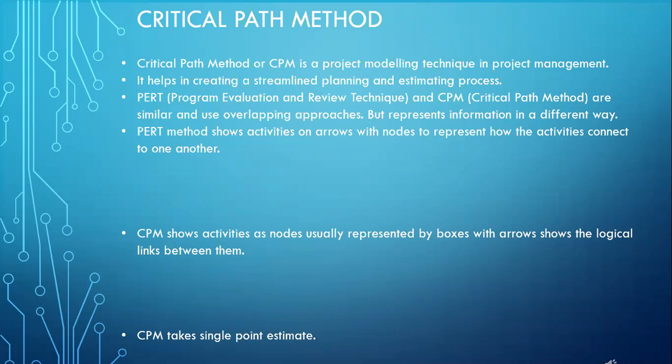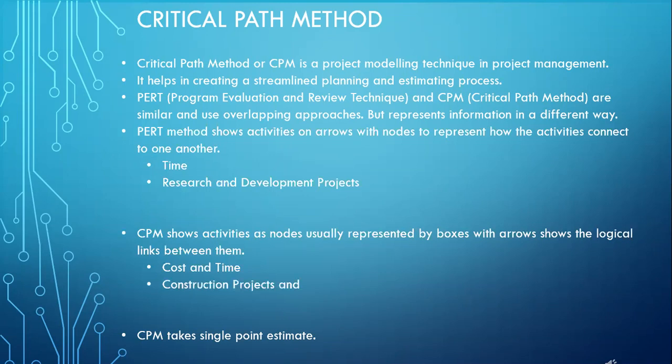PERT method manages uncertain tasks of the projects. It is used to control the time, whereas CPM is used to control cost and time. PERT method is for research and development projects, whereas CPM is for construction projects and projects of repeatable tasks. In PERT method, performance is measured based on events, whereas CPM is based on the activities.